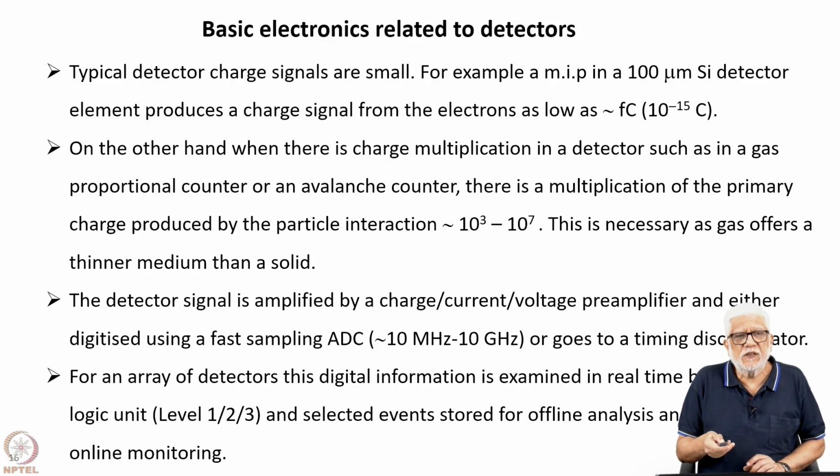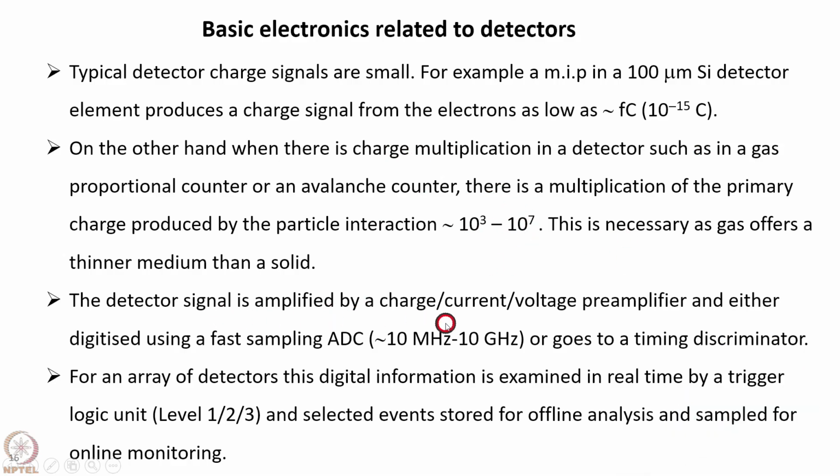Okay, the basic electronics that is related to detectors, I have just summarized here in a slide. Of course, electronics is much more complicated than what is depicted here, but a typical detector charge signal is small. For instance, a minimum ionizing particle in a 100 micron silicon detector produces a charge signal of the order of a femtocoulomb. So, you have to have low noise amplifiers, but if you have a gas detector or some other detector where you have charge multiplication, then of course, you get gains of the order of 10 to the 3 to 10 to the 7, and then the electronics becomes somewhat simpler.